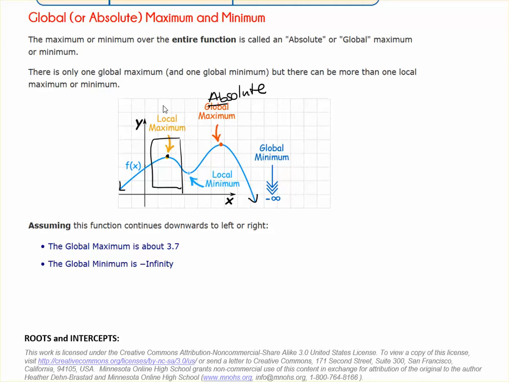This one does not have an absolute minimum because it's going to decrease on both ends for both end behaviors. But we do have a local minimum right here. We don't usually write that the absolute minimum or absolute maximum is infinity or negative infinity. We would just skip that and say there is none.